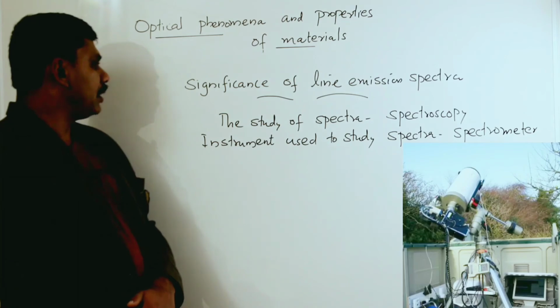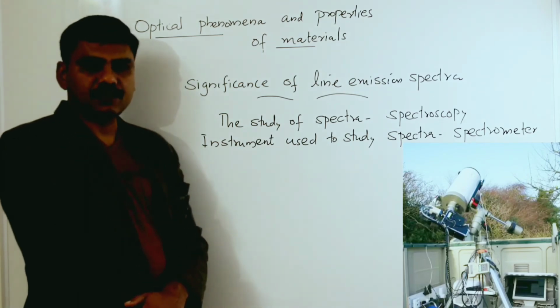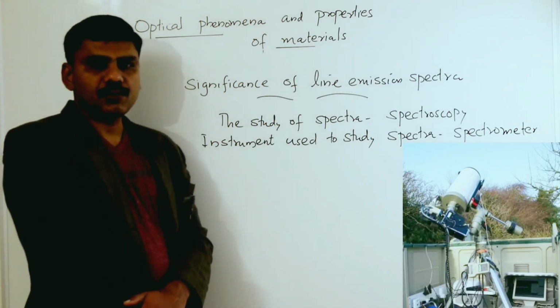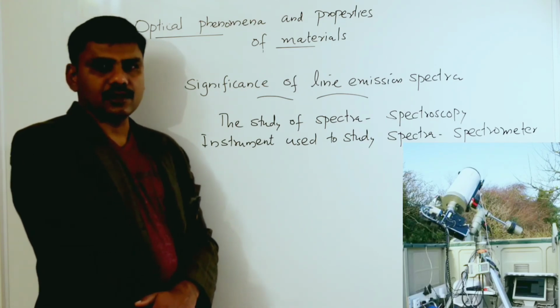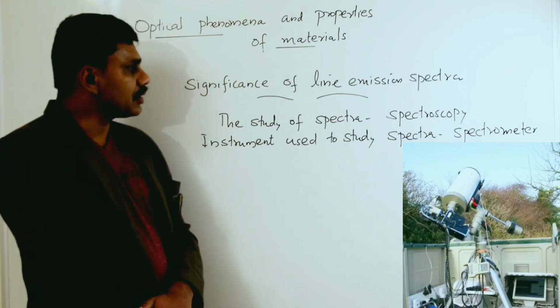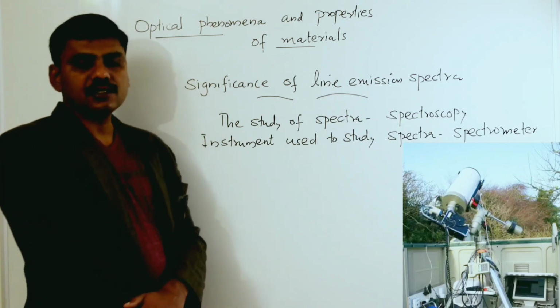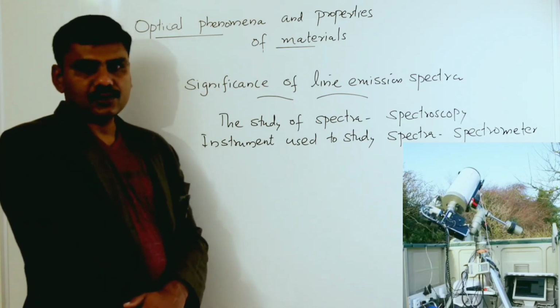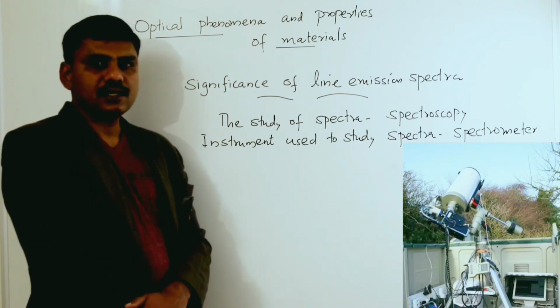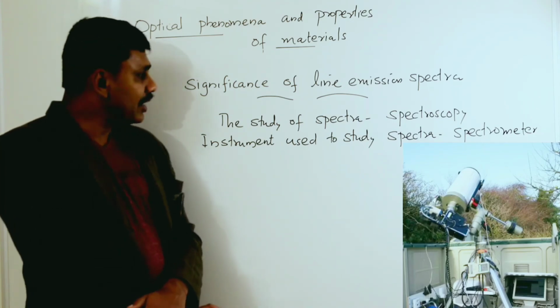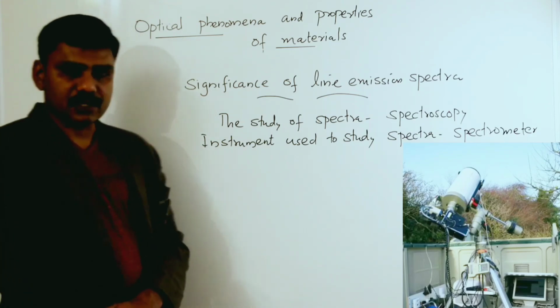Next, I am explaining the significance of line emission spectra. Each element produces its own spectrum. From one element to another, the line emission spectrum will be different. It is like a fingerprint. So by seeing a spectrum, we can predict the element. So what is the significance of line emission spectra?